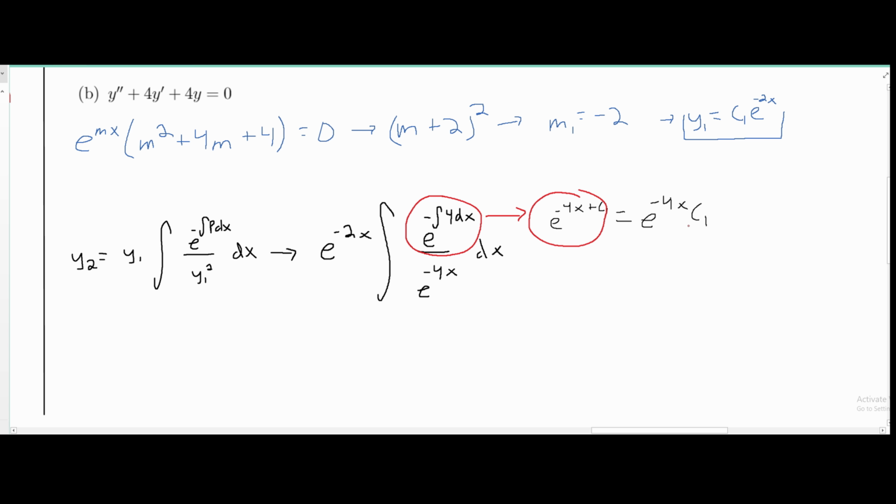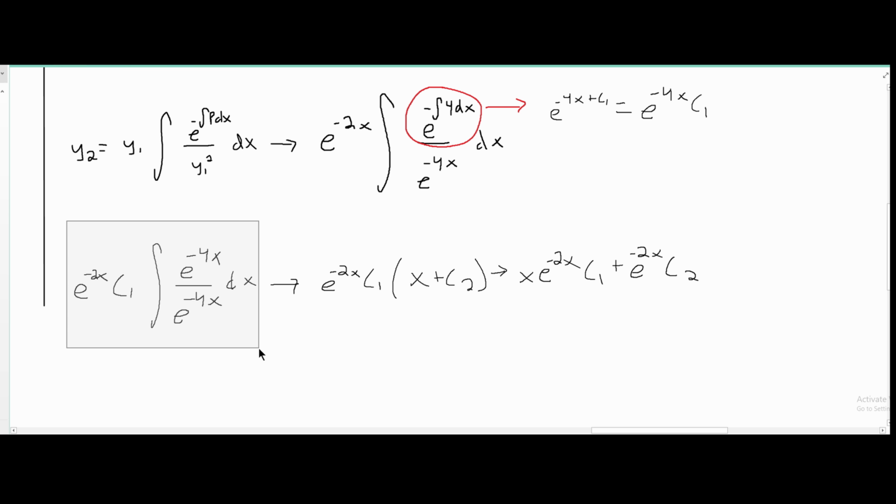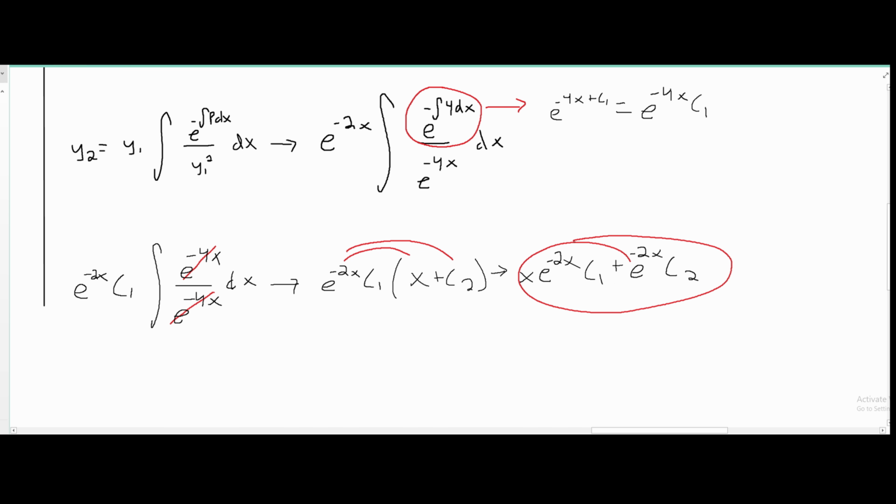We can bring the c1 down, so it'll be e to the negative 4x times c1. We can bring this c1 outside of the integral with this e^(-2x) because it is a constant. After we bring out our c1, we're left with this. Our e to the negative 4x's cancel out, so we will just have a 1. And the integral of 1 is just x plus a constant, which is what we have right here. Splitting this into here, we get this part right here.